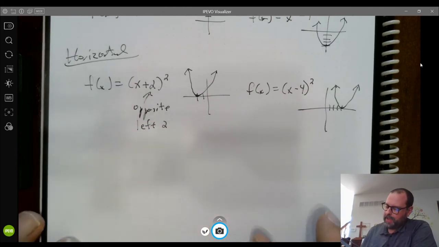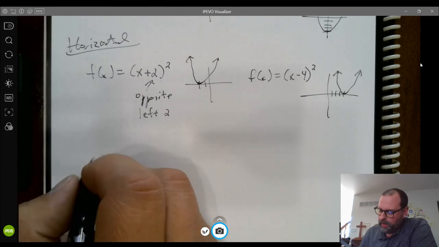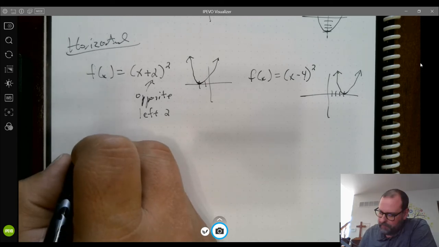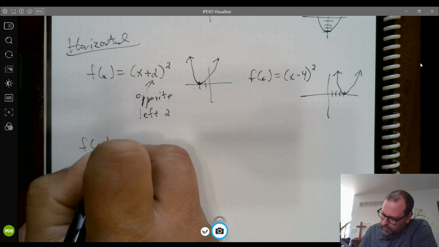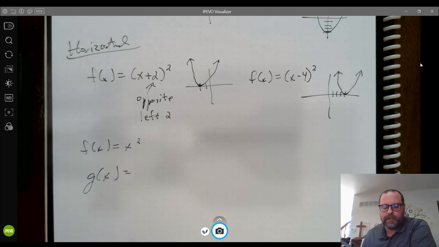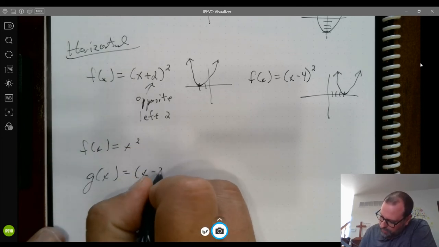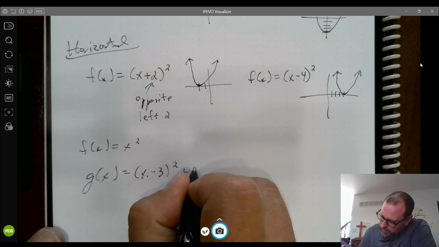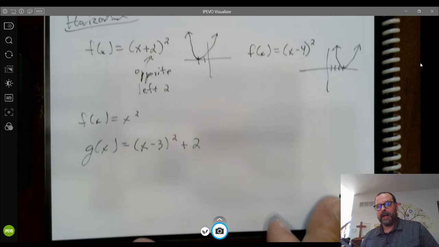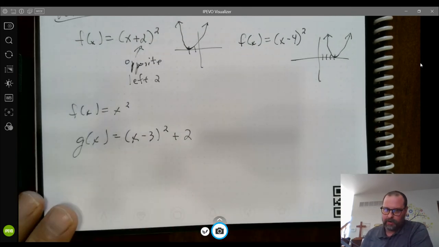So I can look at some of these without even graphing them and know what the transformation is going to be. For example, if I said, all right, f of x equals x squared, that's our parent function. And a lot of times they'll use g of x, because it's a new function. And let's say we had g of x is equal to (x minus 3) squared plus 2. So I have two things going on here. I have something in parentheses and something outside of parentheses. Well, in parentheses is our horizontal shift.